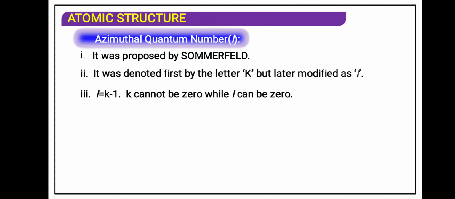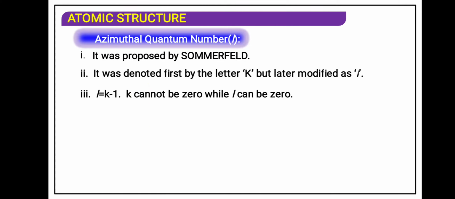So the value of l is equal to n minus 1. The value of l is equal to n minus 1. That means if the principal quantum number is 2, the azimuthal value will be 1. One number will be less. And the k, that is k means principal number. The azimuthal quantum number depends on principal quantum number. So this k cannot be 0. In our textbook it is written n. So here it is printed as a k.